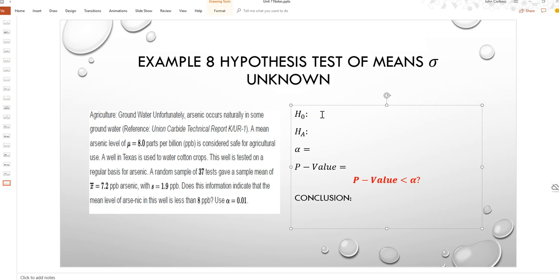So let's say our null hypothesis, we know what it means. Mu equals, we're told it's 8.0. So that's what we're saying our null is. And we're looking at less than 8.0. So mu less than 8.0. The alpha we're told to use is 0.01. So this would be the same as being 99% confident. All right. And then we need our p-value.